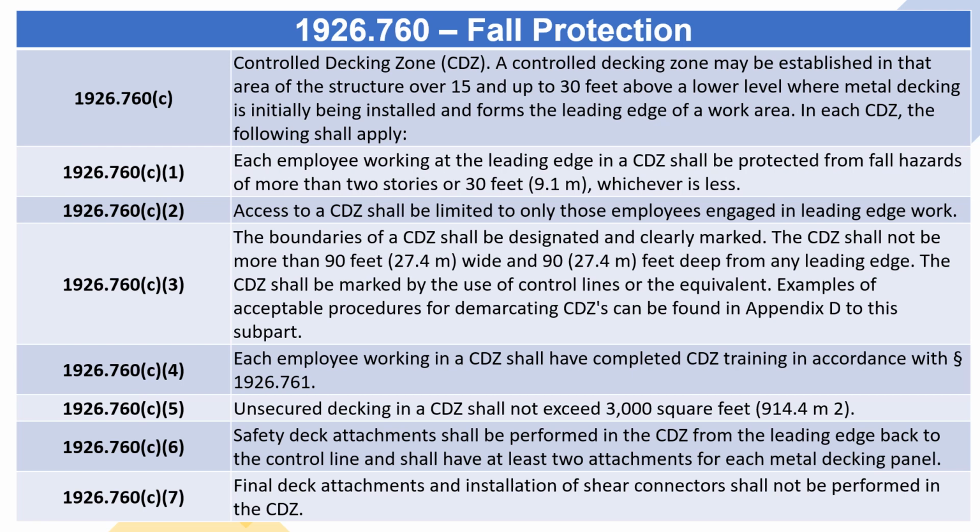1926.760 C.4. Each employee working in a CDZ shall have completed CDZ training in accordance with section 1926.761. 1926.760 C.5. Unsecured decking in a CDZ shall not exceed 3,000 square feet (914.4 meters squared). 1926.760 C.6. Safety deck attachments shall be performed in the CDZ from the leading edge back to the control line and shall have at least 2 attachments for each metal decking panel. 1926.760 C.7. Final deck attachments and installation of shear connectors shall not be performed in the CDZ.